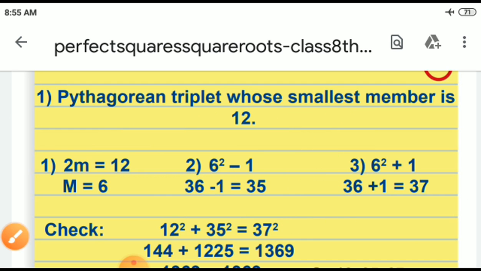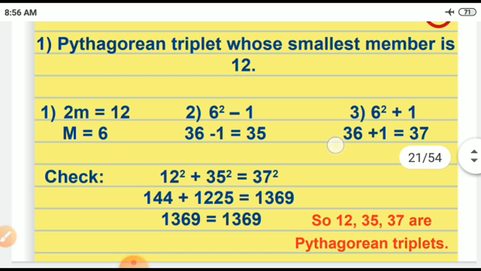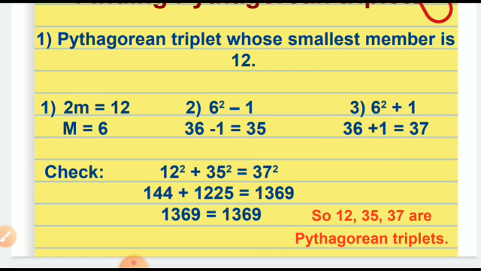Correct? Yes. So now m square minus 1 and m square plus 1. So 36 minus 1 is 35, and 36 plus 1 is 37. These are the triplets. And now check it also: 12 square, 35 square, 37 square. Is it equal? Yes, my dear students. This way you can find your three terms: 2m, m square minus 1 and m square plus 1.